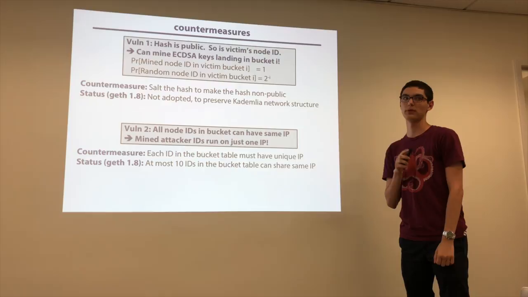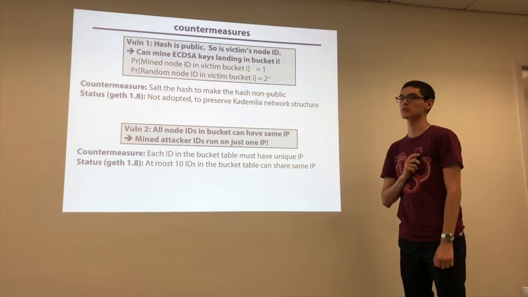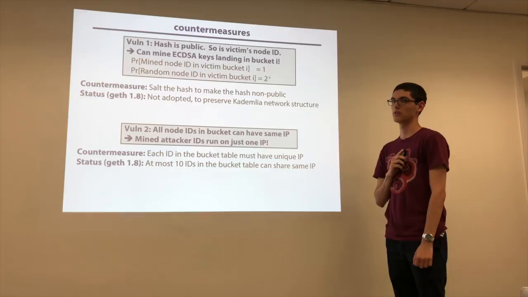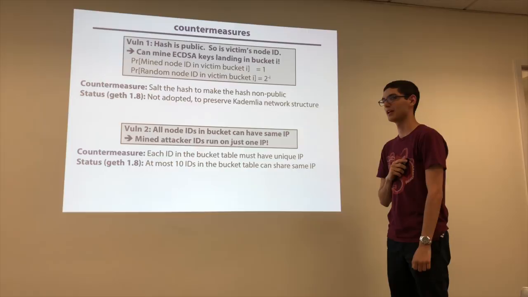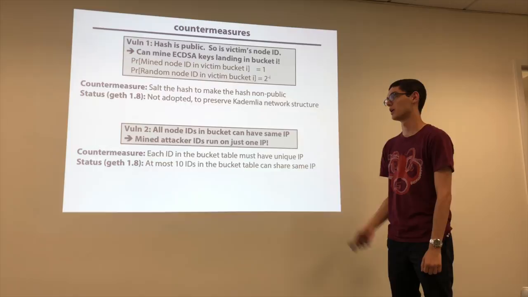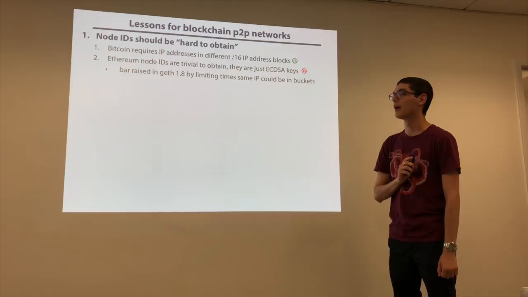So you need 2 IPs per subnet, and then you need four subnets. Each bucket can only have two IPs from the same subnet. Right, but two buckets can have the same seven IPs saturating them. So you only need four subnets total. Two IPs at each, and then you can hit every bucket. So it's still possible. You just need a little bit more money to buy the IPs from distinct subnets. But yeah, this countermeasure was adopted in 1.8.